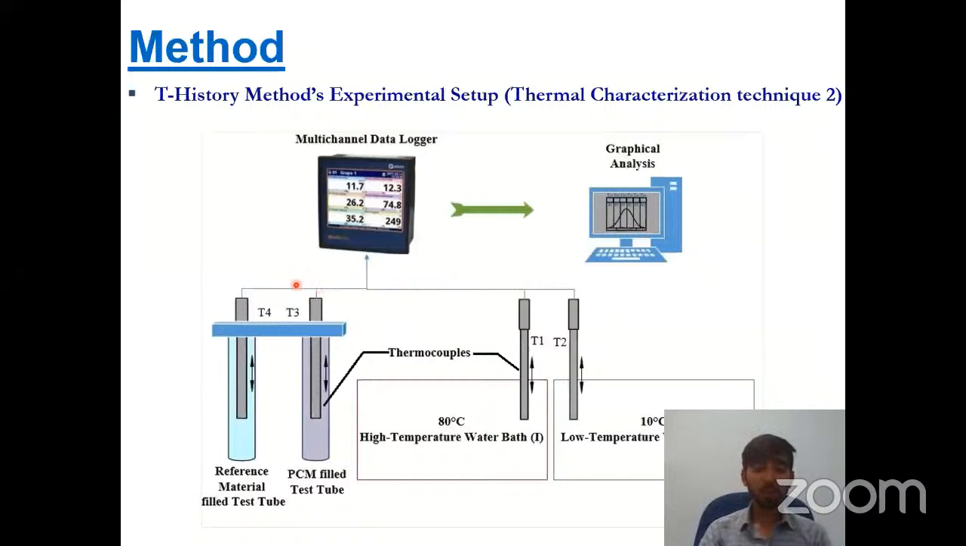When we put this assembly into the low temperature water bath, then the melted phase material is transformed into solid form. In this way the temperature also changes, meaning the temperature of the phase material becomes lower and is saved in the data logger. We extract this temperature from the data logger and present it in the form of discharging curves. Now we move toward the results.